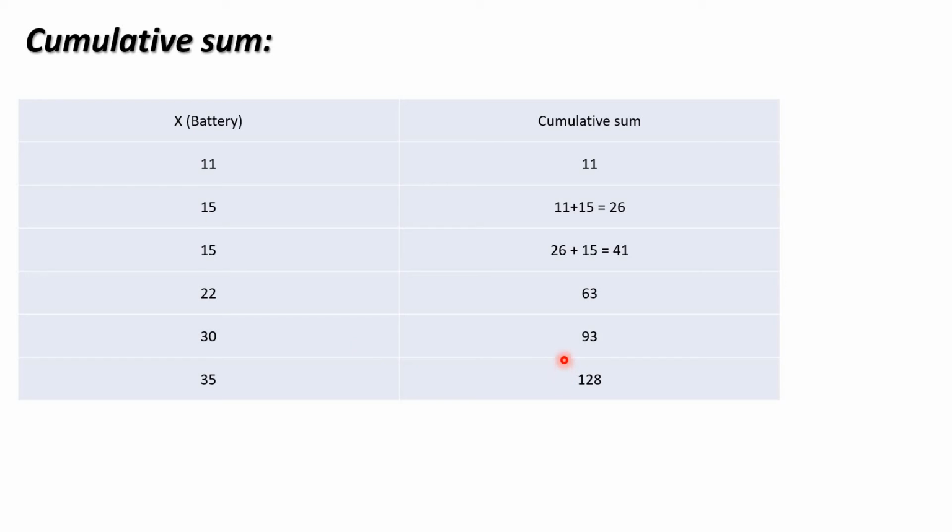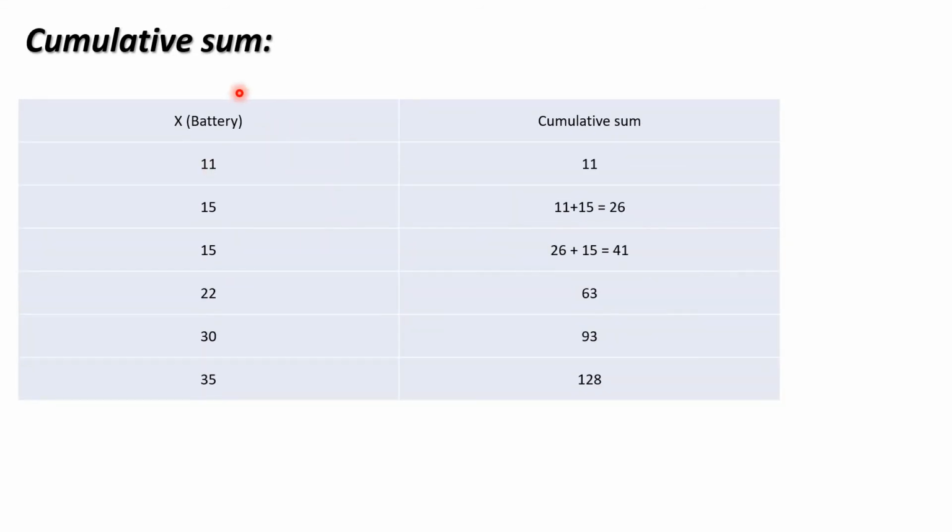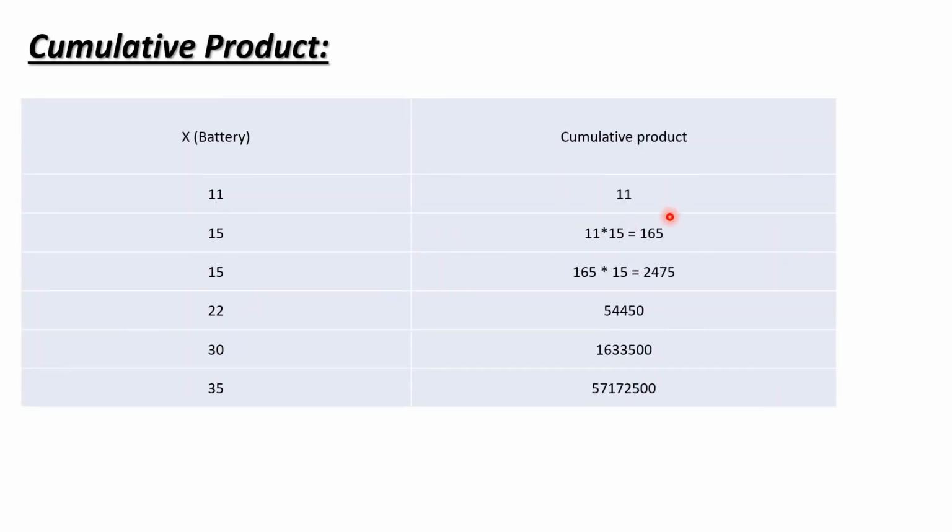It's simple. Okay. Now we'll see the next one, consecutive product. Consecutive sum and consecutive product are the same. The difference is that we did a sum over here, and in the product we are going to do the multiplication. Okay, this 11 as it is, then 11 into 15, 165. 165 into 15, that is 2475. 2475 into 22, that is 54450. So this is the multiplication of each of the rows. Okay, so this is simple.